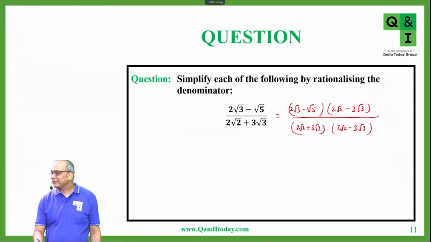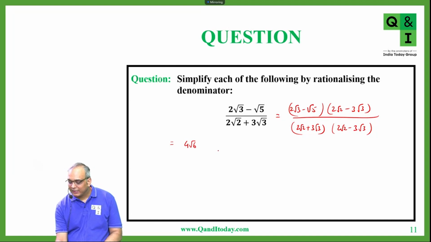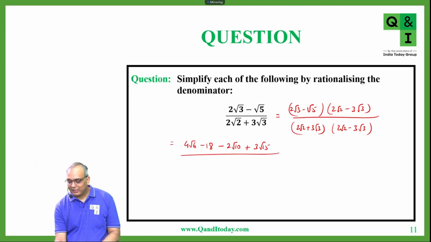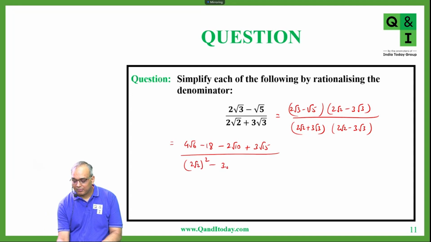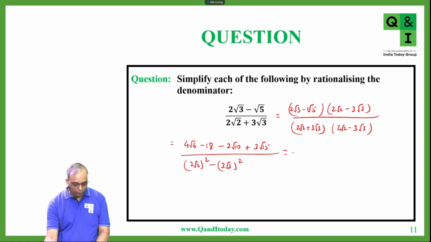So if you multiply this, students, in the numerator what you are going to get is 2 root 3 into 2 root 2, which will be 4 root 6. 2 root 3 into 3 root 3 is minus of 6 into 3, minus of 18. Root 5 into 2 root 2 is minus of 2 root 10. And then root 5 into 3 root 3 is plus of 3 root 15. Divided by, we have (2 root 2) square minus (3 root 3) square.